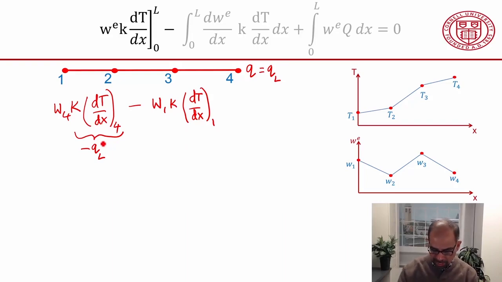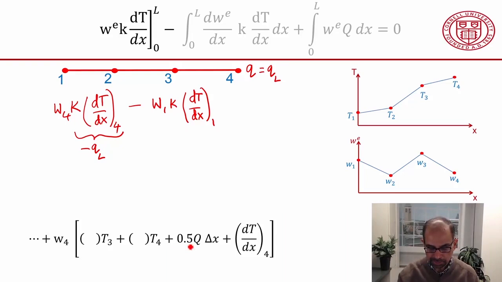Which means that when I assemble all this into my final equations, and I've shown just the term that multiplies W4, I will get a term where I have the gradient at the right boundary over here. In fact, I need the k. I missed out the k here.